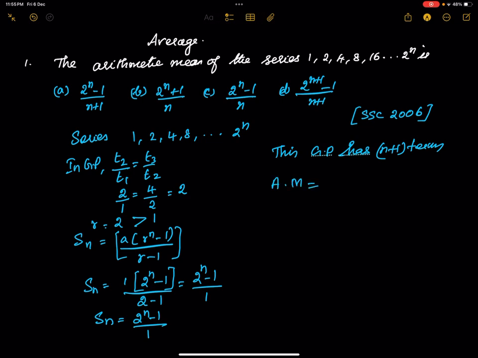Sum of observations. What is the sum of observations? 2 power n minus 1. That is the sum of observations. What is the number of observations? N plus 1. So, the correct option is option A: 2 power n minus 1 by n plus 1.